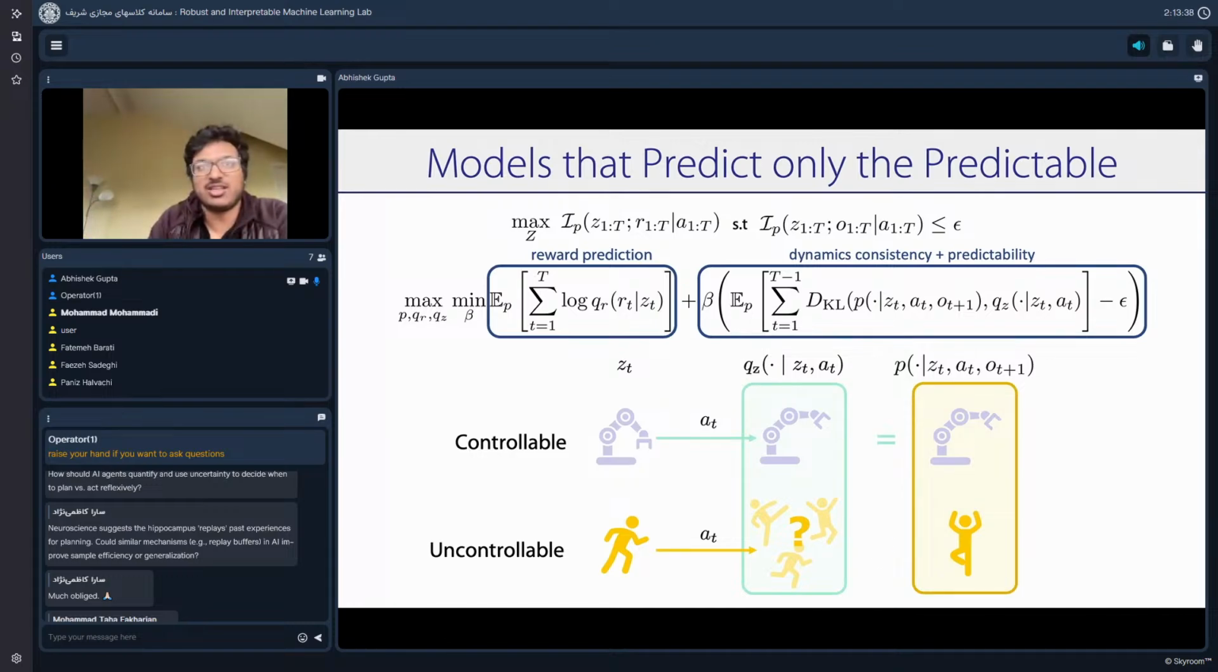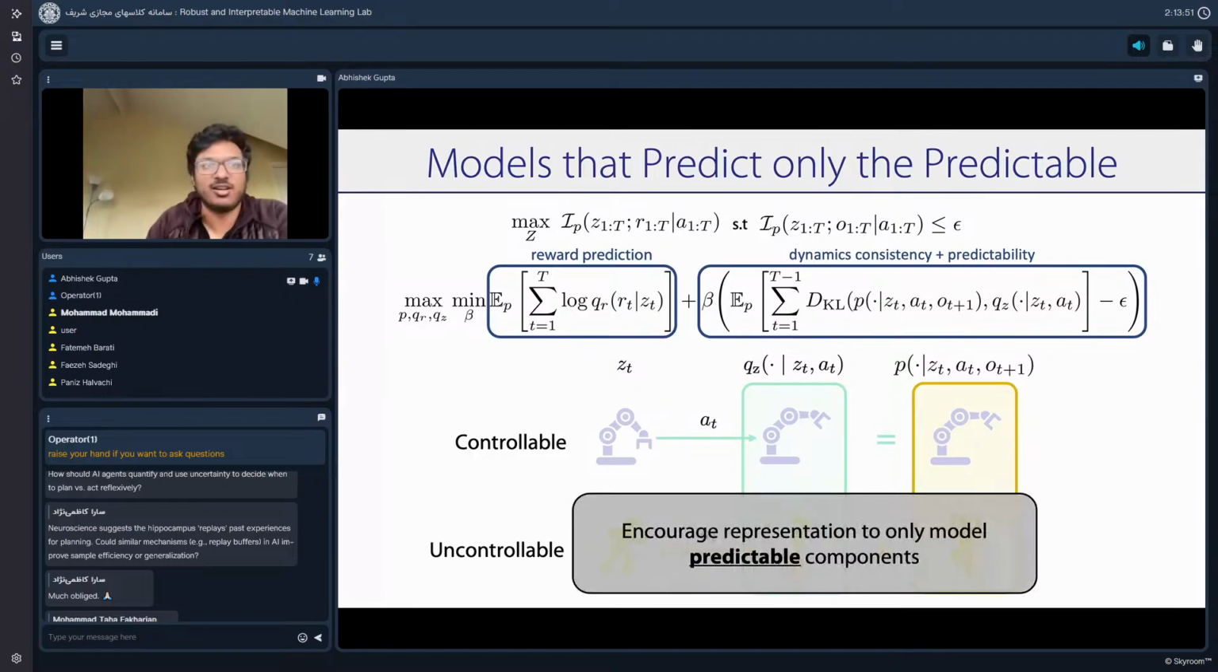And so, what this objective essentially does is it says predict the predictable elements, right? So, predict the elements that are the most predictable, which is the robot arm, but discard the elements that are unpredictable, which is the humans in the background, right? And so, you're kind of encouraging your representation to only model the predictable components. So think about this objective in terms of two parts. One is predicting the rewards, which is predicting what you need for decision making. And two is getting minimality by only predicting the predictable components, right? And so you're combining these two objectives.